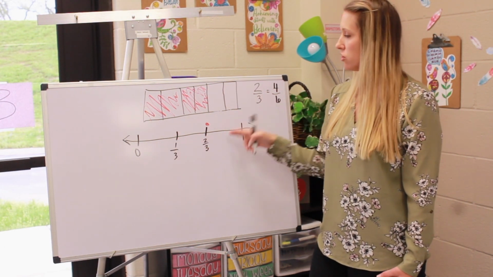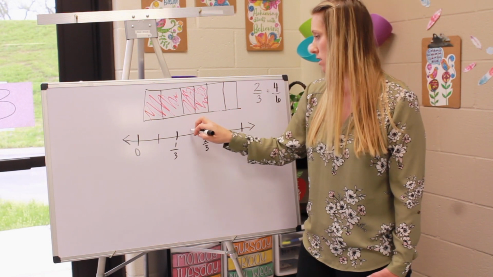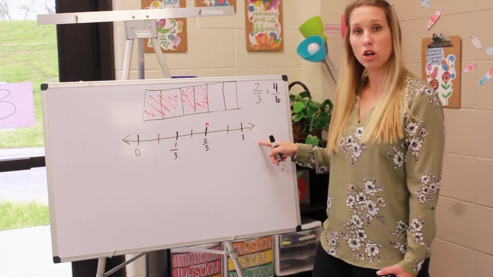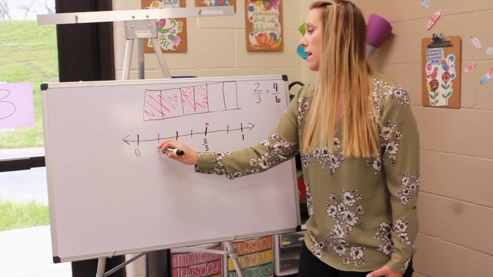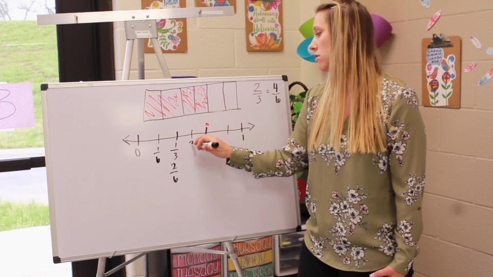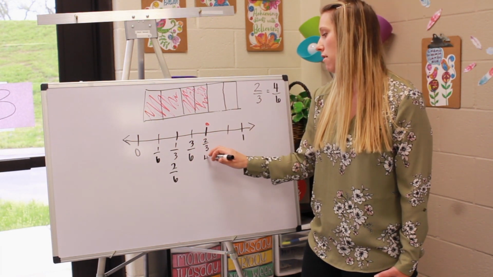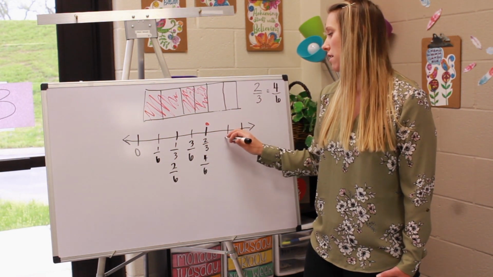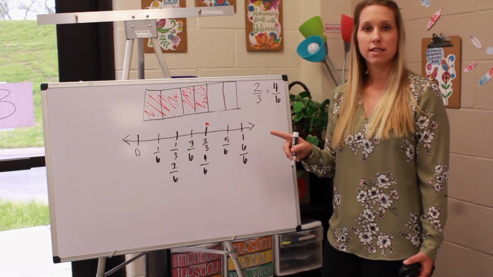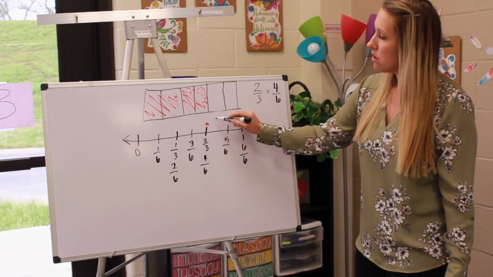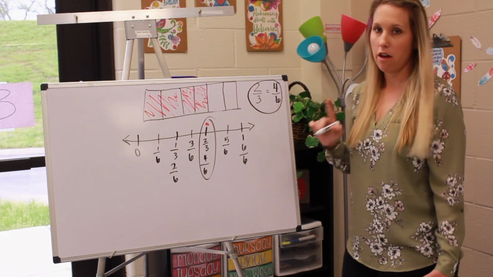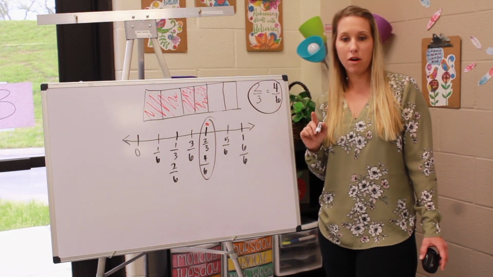You may have partitioned each of your sections and realize now they're not thirds, they are sixths. So we would have had 1/6, 2/6, 3/6, 4/6, 5/6, and 6/6. So both ways we determine that 2/3 and 4/6 are equivalent.